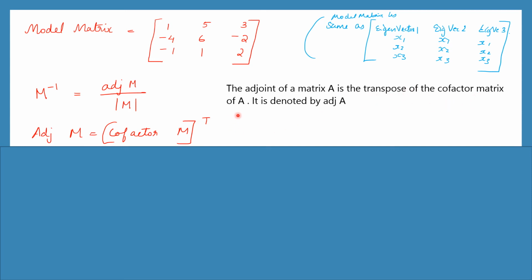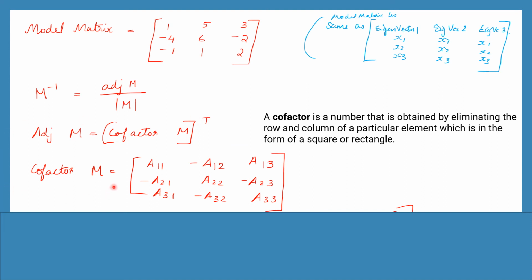So we need to know what the cofactor matrix is. Adjoint of M is the cofactor of M transposed. Let us see what the cofactor of M is. Cofactor of M is the same as A11, minus A12, A13, A21, A22, minus A23, A31, minus A32, A33. When we write the cofactor matrix, note that the signs alternate: positive, negative, positive, negative. Now, how can we obtain the cofactor matrix?